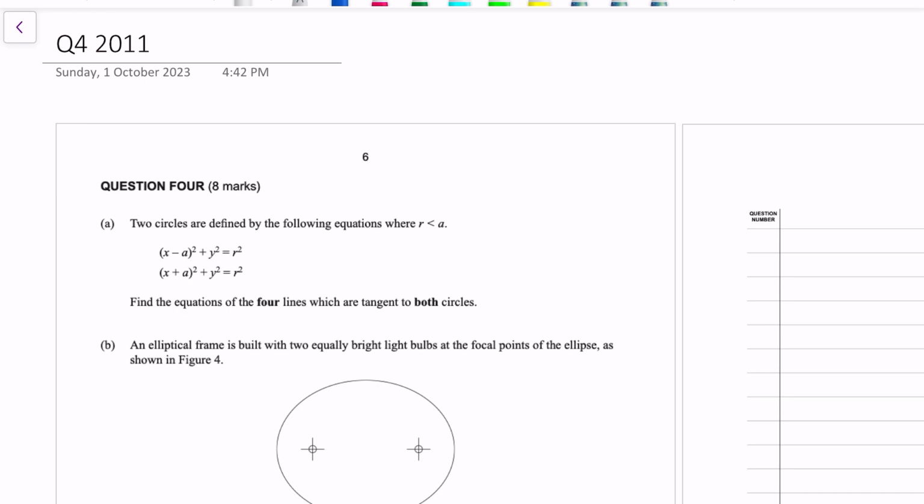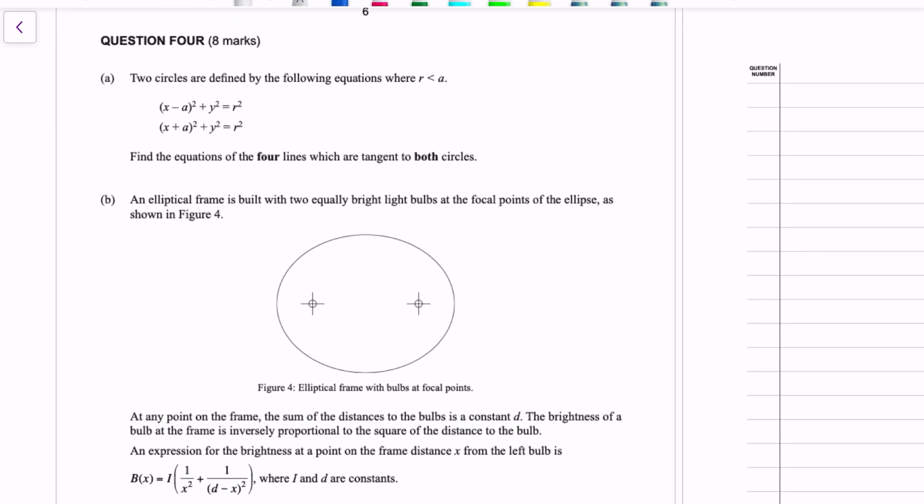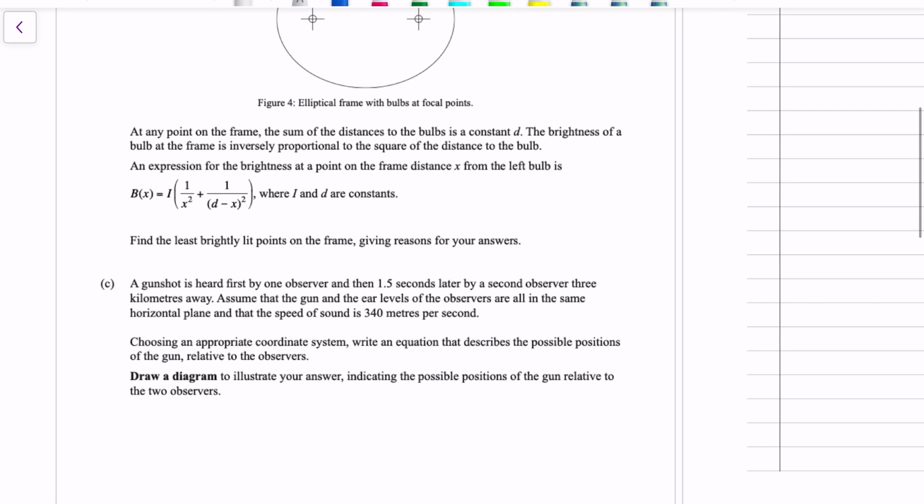As I mentioned when we did the 2012 paper, conics used to be an external many years ago, and so there were more conics problems in scholarship. First question's about tangents and circles. Second one's about an ellipse and it's an optimisation problem, and the third one, we'll cross that bridge when we get there, but it's about a gunshot being heard by one observer and then later by another observer. That's also a conic section problem.